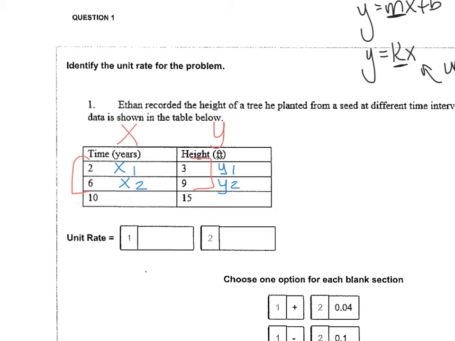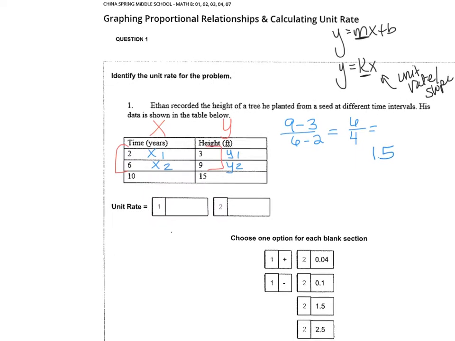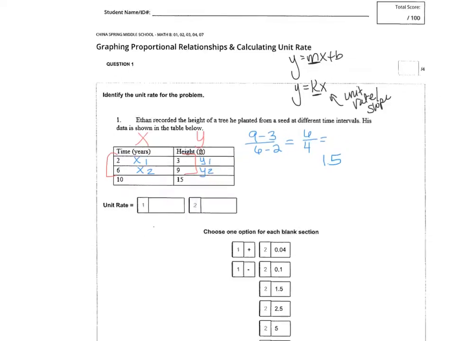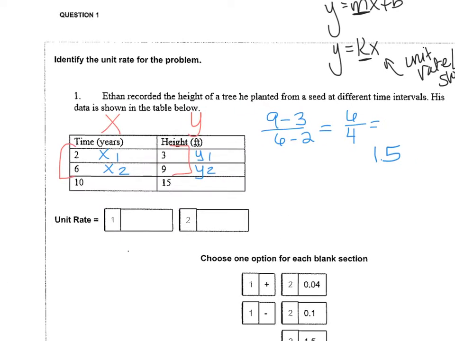So I'm going to solve it the same way. So 9 minus 3 and 6 minus 2. So 9 minus 3 is 6. 6 minus 2 is 4. And so if we divide those, I get 1.5 as my unit rate. And on these, we are not looking for y-intercept. We're just looking for positive or negative unit rate or slope.